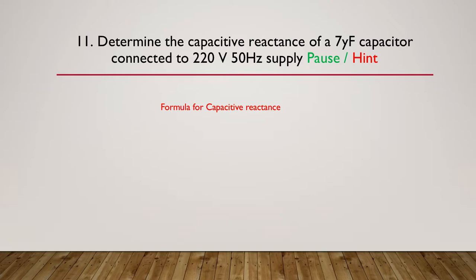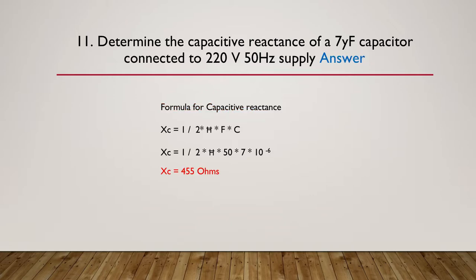Well, welcome back to the video. Let's now look at the answer. The formula for capacitive reactance, XC equals 1 on 2 pi FC. So in this particular case, XC is going to be 1 on 2 pi, 50 for 50 hertz, 7 for 7 microfarads, and times 10 to the minus 6 for micros.